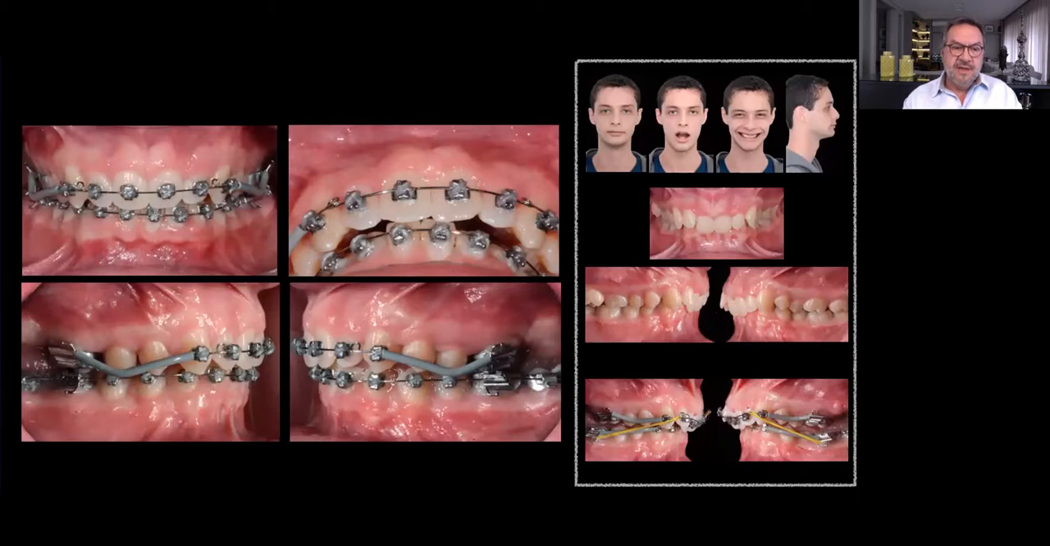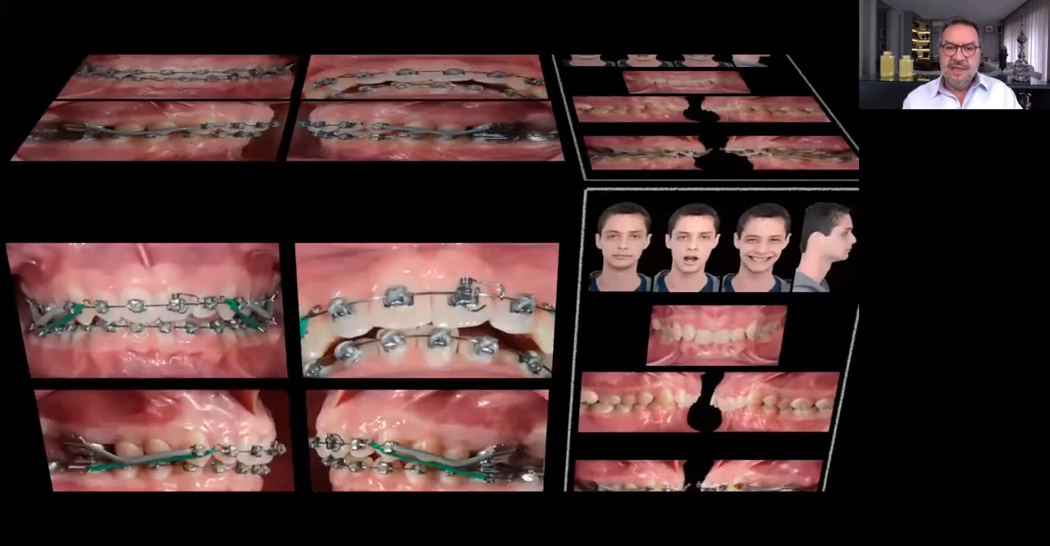So you can see here, the lower arch flattened the Spee curve, and in the upper arch, we still have a bumper sleeve. The first molars are almost achieving class one relationship. Look at the distal part, the back of the first molar, you can see a ball in the gingiva. You said the third molar was erupting.